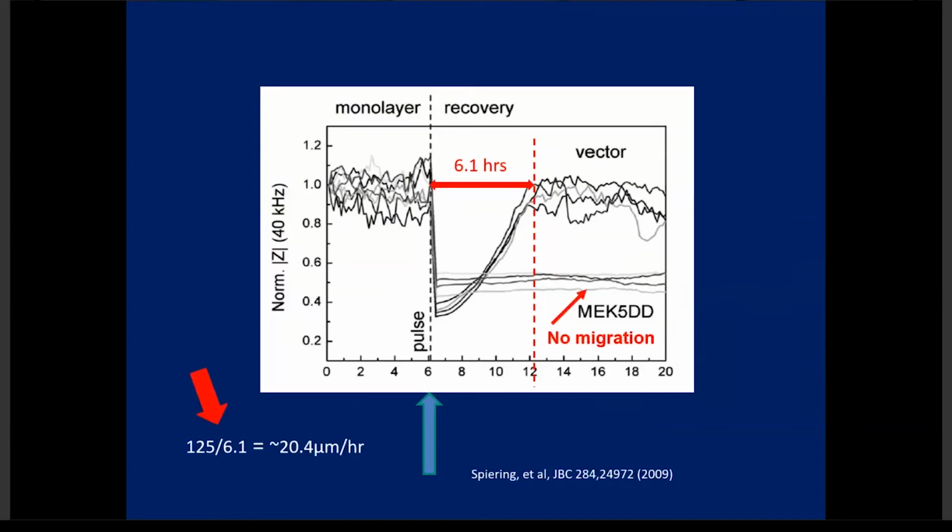And if we take the 125 micron diameter of the electrode that you can see in the lower left-hand part of this slide, divided by that time, 6.1 hours, we get 20.4 micrometers per hour. Exactly the same, or certainly within the range of what was seen in the more traditional scrape wound, suggesting that the mechanism of wounding in both cases is not important. In one case, we electroporate. In the other case, we mechanically pull off the cell layer.